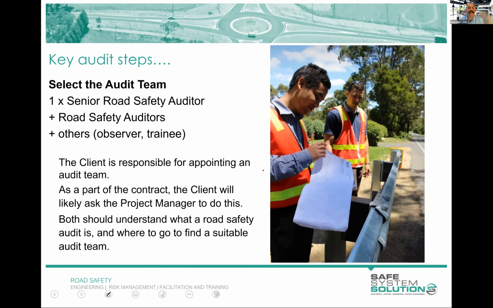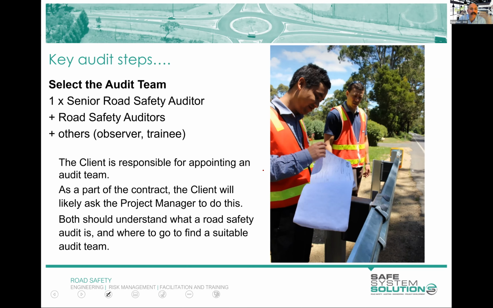Select the audit team. This is the responsibility of the client, the designer, the project manager, or the like. They tend to just appoint a consultancy or an individual that they know, and then let them organise their team around them. But they could have input into the team selection if they want. Now, in Victoria, Queensland, South Australia and Tassie, you've got to have one senior road safety auditor, and then you can have other road safety auditors. New South Wales has these levels. They have a level 3, and that's someone they call a team leader.